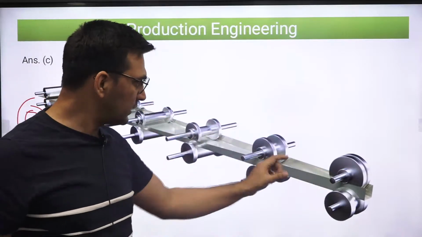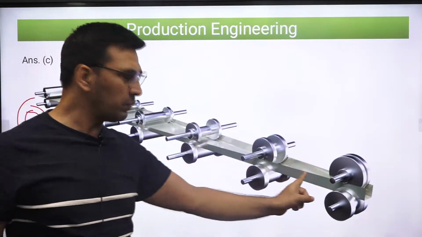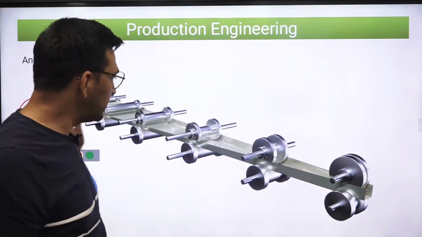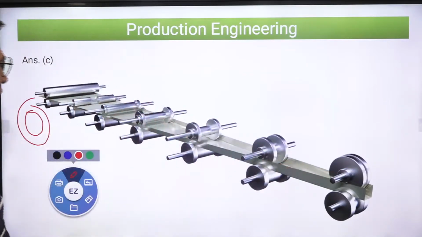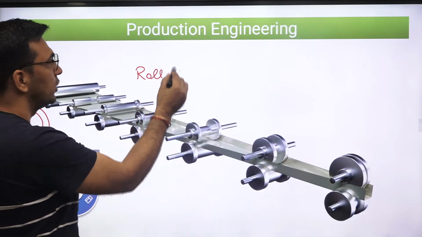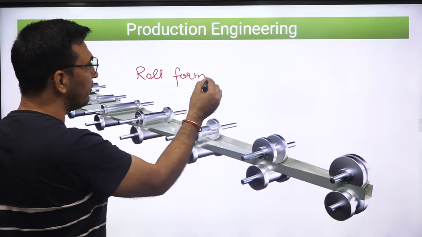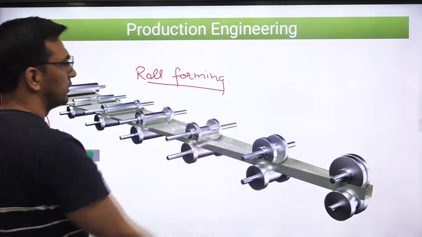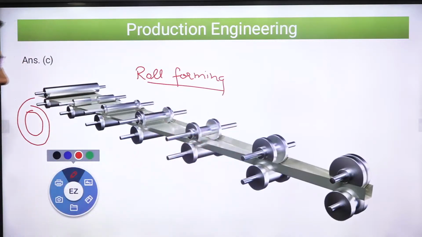So isn't bending taking place? Of course bending is taking place, but this is a continuous process, and this is what he is talking about, and this we call roll forming. That is, you are making use of the rolls to give a particular shape. So this is just one such example which you can think of, right?